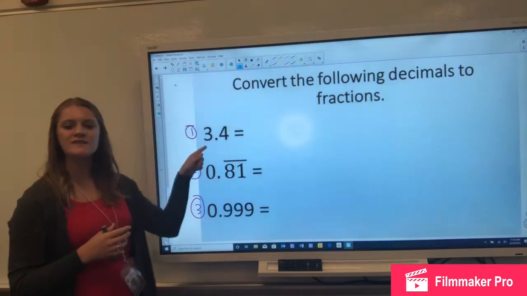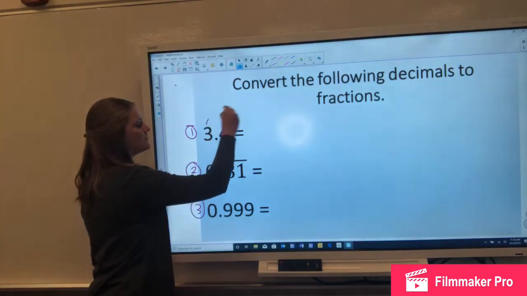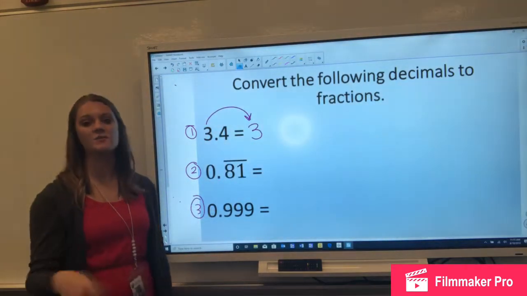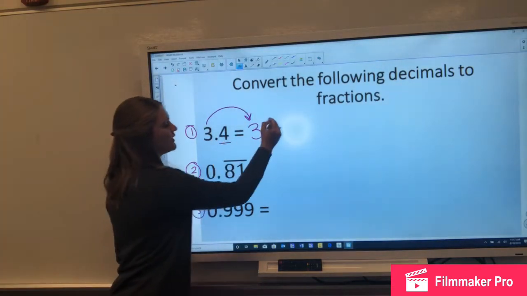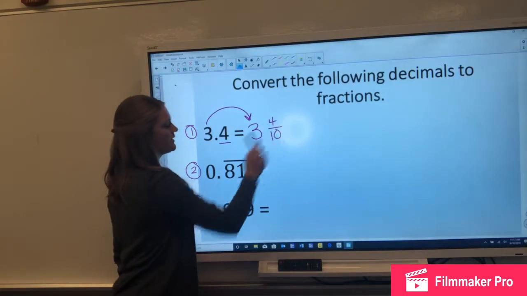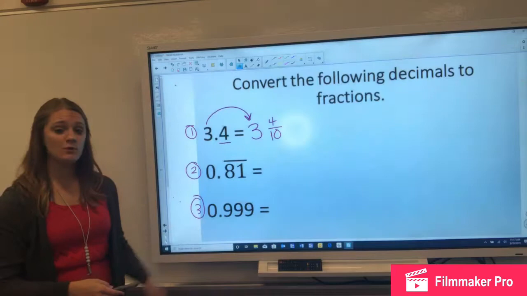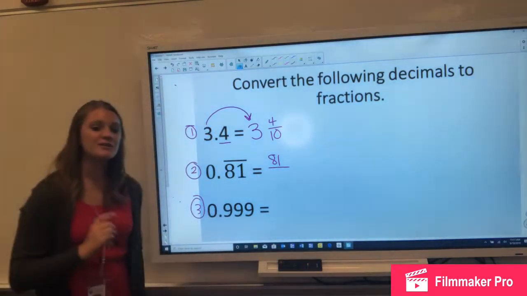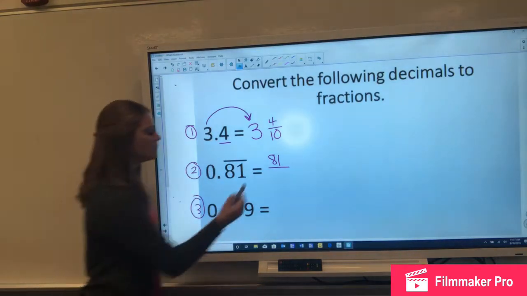All right, we want to turn this decimal into a fraction. I hope you started by carrying over your whole number, because 3 wholes in a decimal will create a fraction with 3 wholes. And then your fraction part, the numerator should have been 4, and it's in the tenths place, so we should have created 3 4/10. All right, on the next decimal, we know that our numerator will be 81, but our denominator will not be 100. It is a repeating decimal, so instead of 100, we're going to use 99.